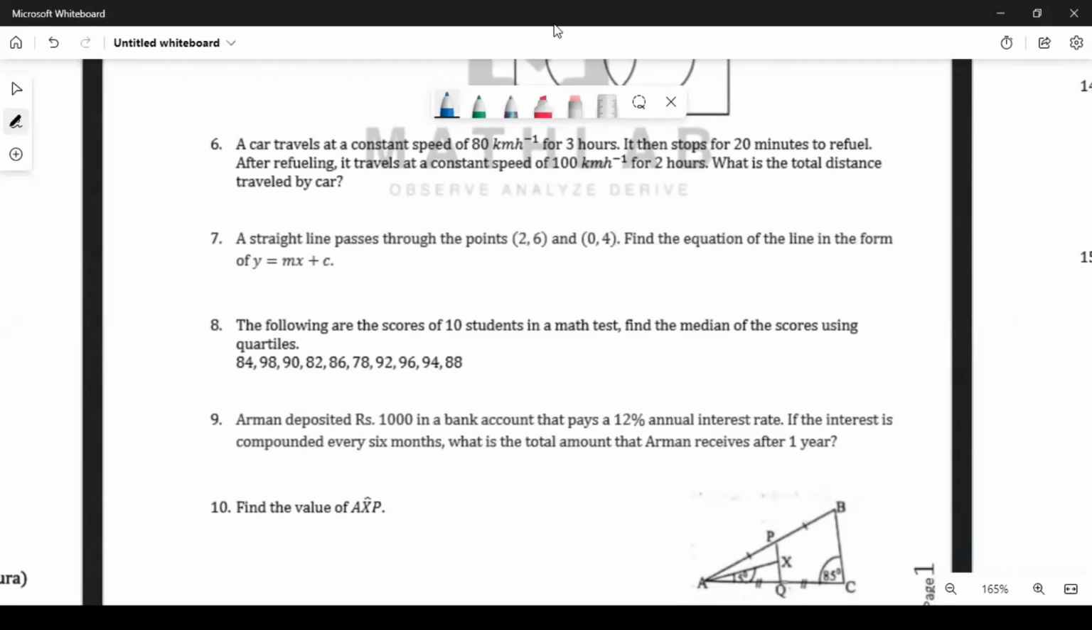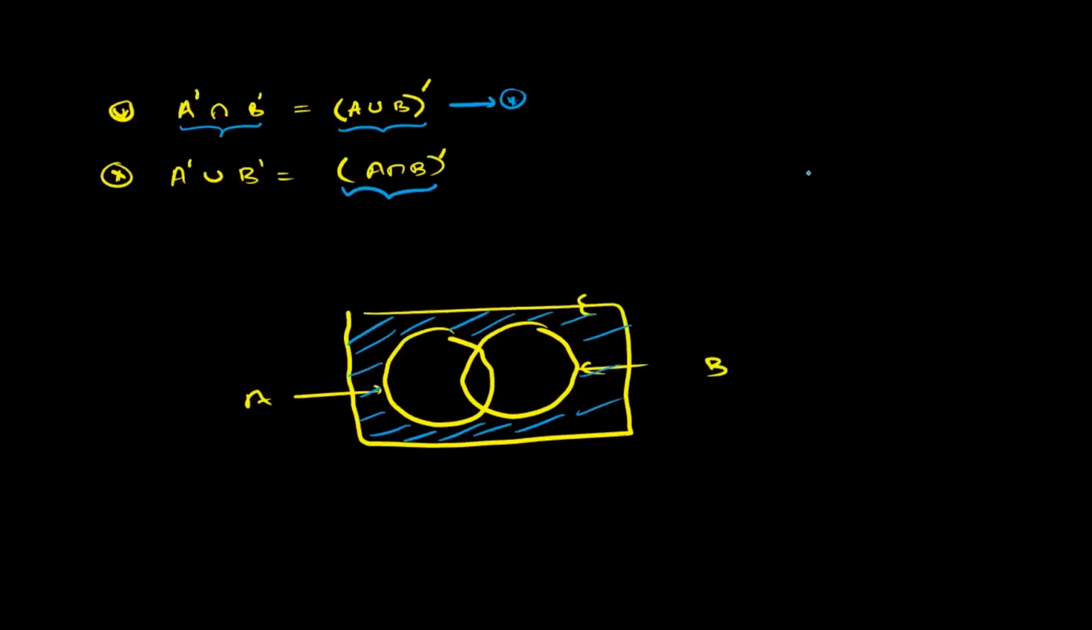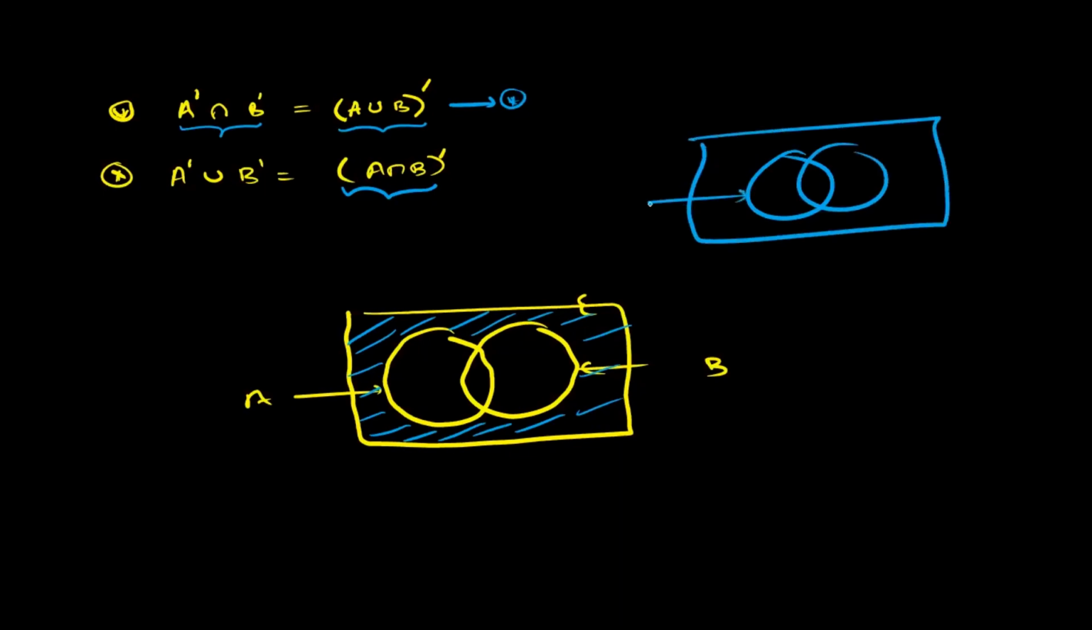Sir, please shade the region A intersection B complement. Oh, so you're asking this one. Okay, one student is requesting to highlight this one. So let's say this is your set. This is set A. This is set B. I am going to highlight A intersection B, the entire thing's complement.